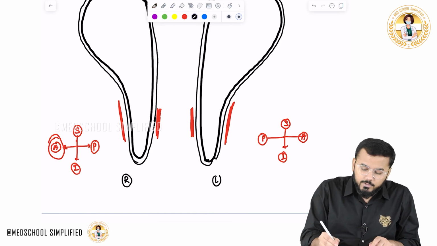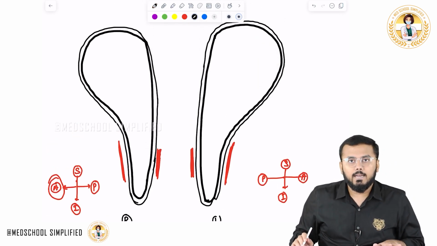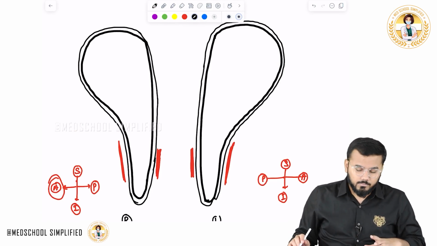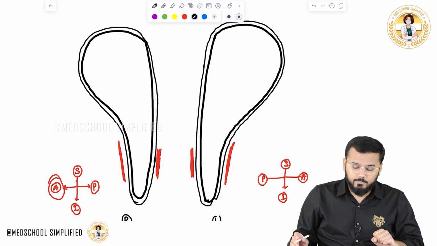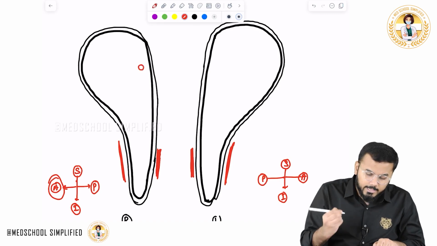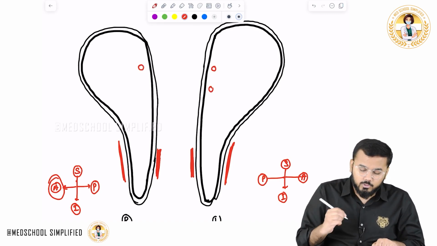Now what we shall do is that we shall draw all the important things which are located within this right and left lung. Okay, not lung, the root of the lung. Right, so here you find a small artery. On the left side you find two small arteries over here.